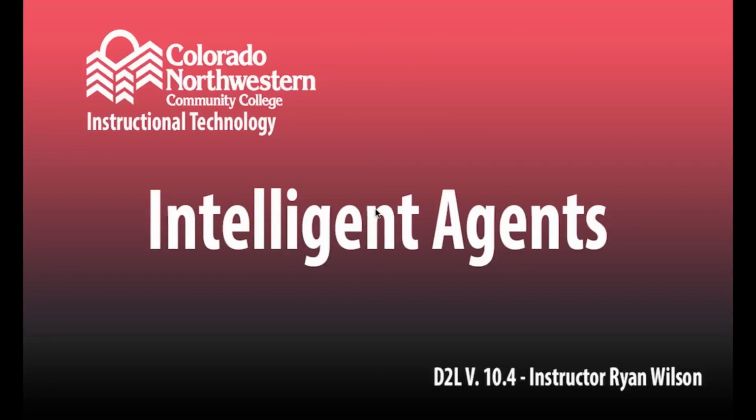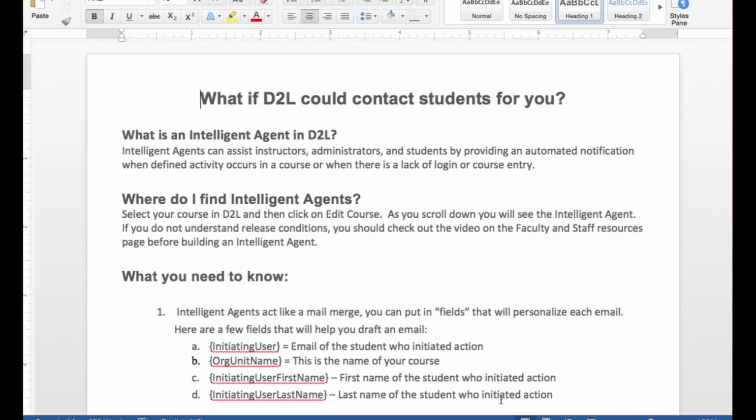In this tutorial, we will talk about intelligent agents and using those in D2L version 10.4. So what is an intelligent agent? Well, an intelligent agent is a way for you to contact students. But the best part about it is that intelligent agents are an automated process that allows D2L to contact students after they complete an action or do not complete an action.